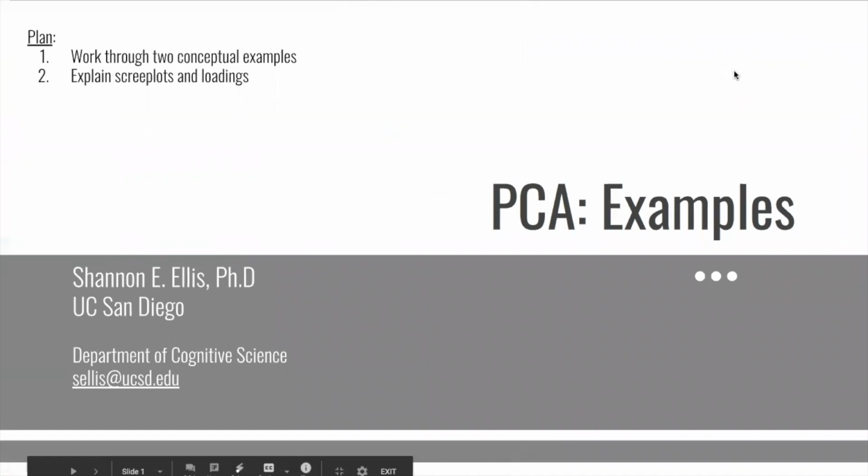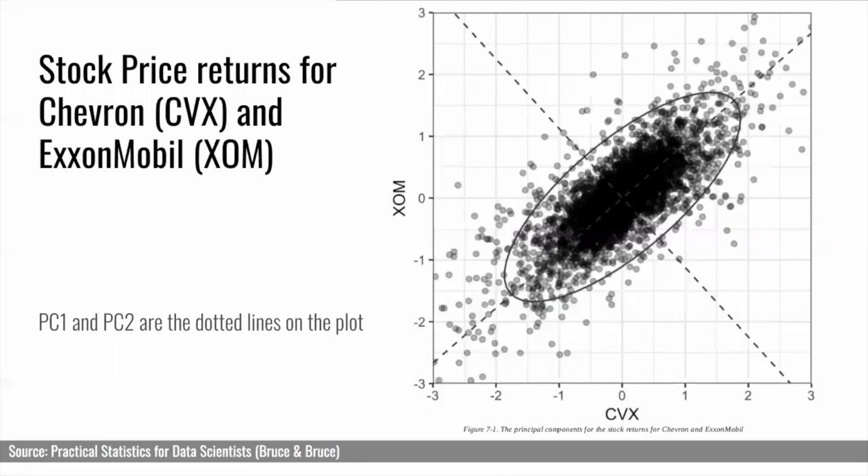With a solid conceptual understanding of what dimensionality reduction is, we're going to work through two conceptual examples here, moving from two variables that we talked about in the last video to working with more and more features. And we want a better understanding of what scree plots are, which I mentioned but didn't really give you a full understanding of in the last video, and further understanding about loadings.